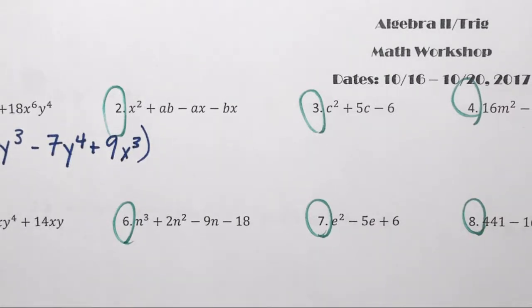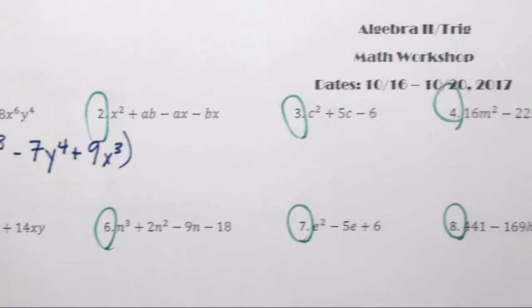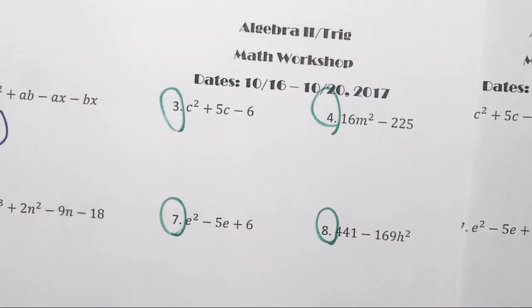Okay, number 2, I butchered last period. Can someone tell me what we're supposed to do on number 2? We actually need to save number 2 till the end. So we're going to skip it for the moment and go to number 3.